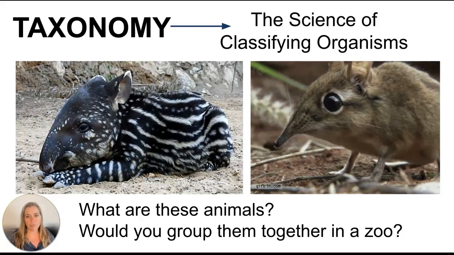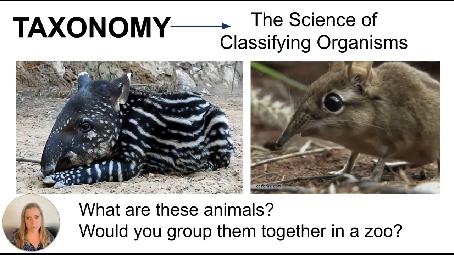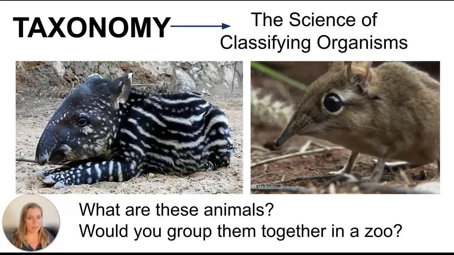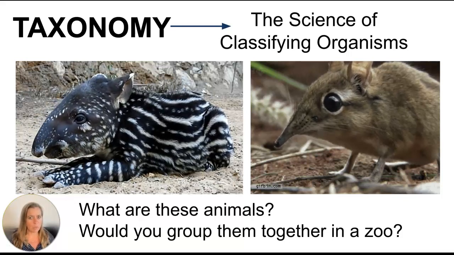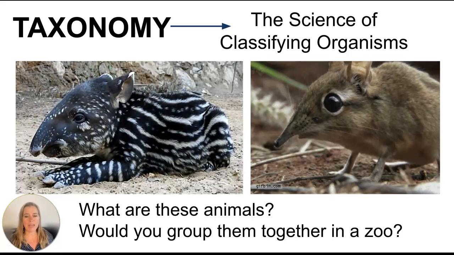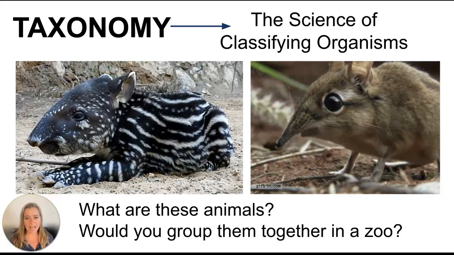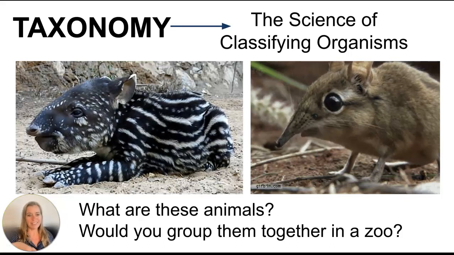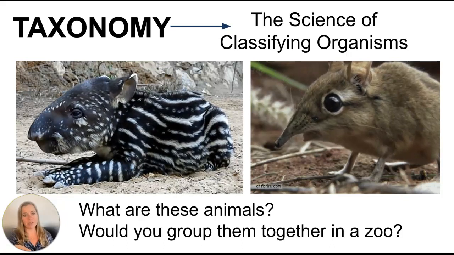So, first of all, what I'm going to ask is, what are these animals? Do you know? And would you group them together in a zoo? Why? Why not? You might group them together because they kind of look similar, don't they? They both have 4 legs, they both have fur, they both have these long snouts. But on the left-hand side is a baby tapir, and on the right-hand side is an elephant shrew. One is about the size of maybe my fist, and one can grow up to several hundred pounds. So they probably should not be grouped together in a zoo.